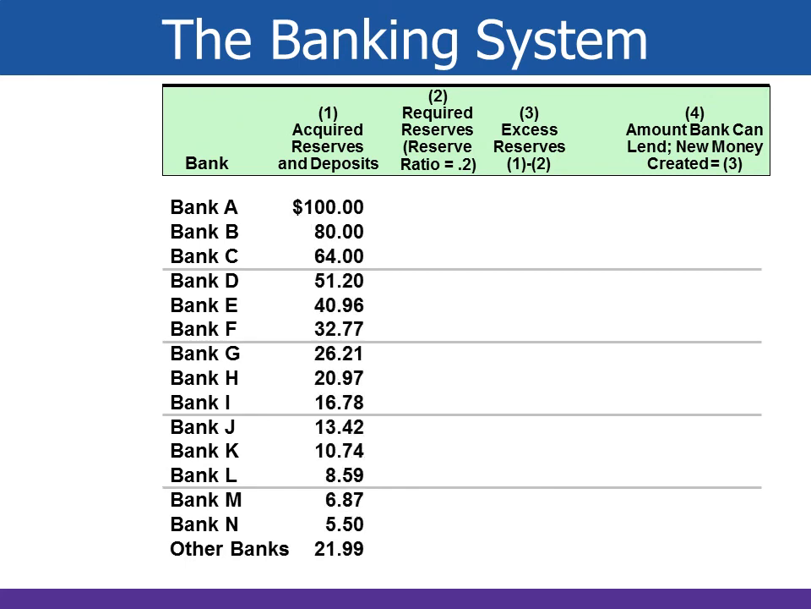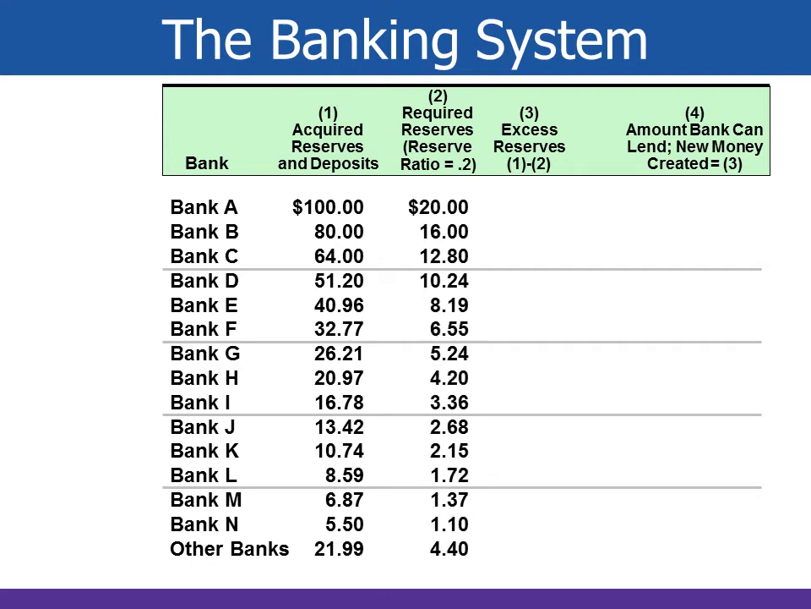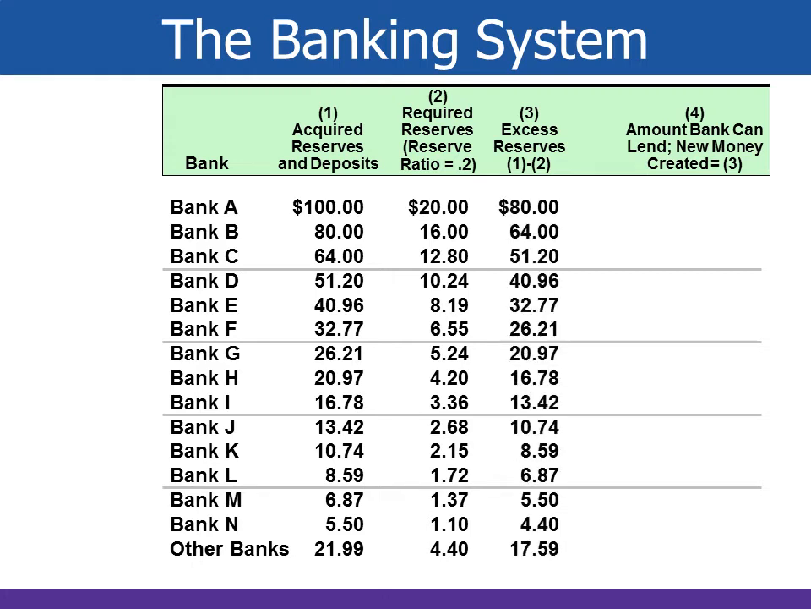Okay, let's stick with this first bank. So I stroll into Bank A, I deposit $100. If the reserve requirement is 20%, Bank A must keep $20 as required reserve, and then has excess reserves of 80. Now, we're going to assume two things throughout this process.